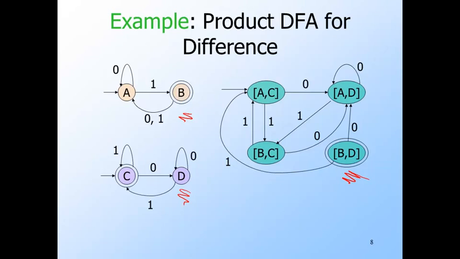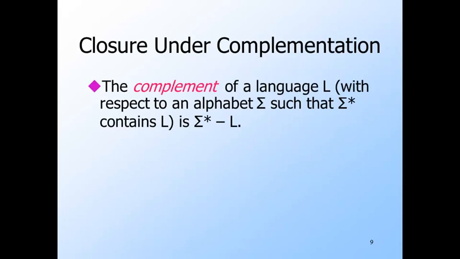That's exactly as it should be, because the first automaton, the orange one, accepts a subset of what the second automaton, the purple one, accepts. That is, the first automaton accepts all strings that end in an odd number of ones, while the second accepts all strings that end in at least one one, plus the empty string. The complement of a language is defined with respect to some alphabet sigma.